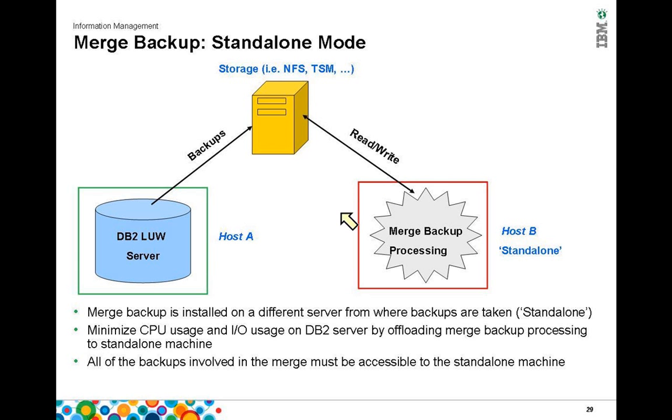You'd have to set this up, for example, with proxy nodes. Maybe some of you are familiar with that. Regardless, at a very high level, this machine has to be able to see those images. The goal here is obviously to offload the CPU and I/O that would normally be consumed by DB2 backup processing to this other machine, and leave those cycles, those resources, available for full exploitation by the production DB2 server. So that's the standalone mode of merge backup.